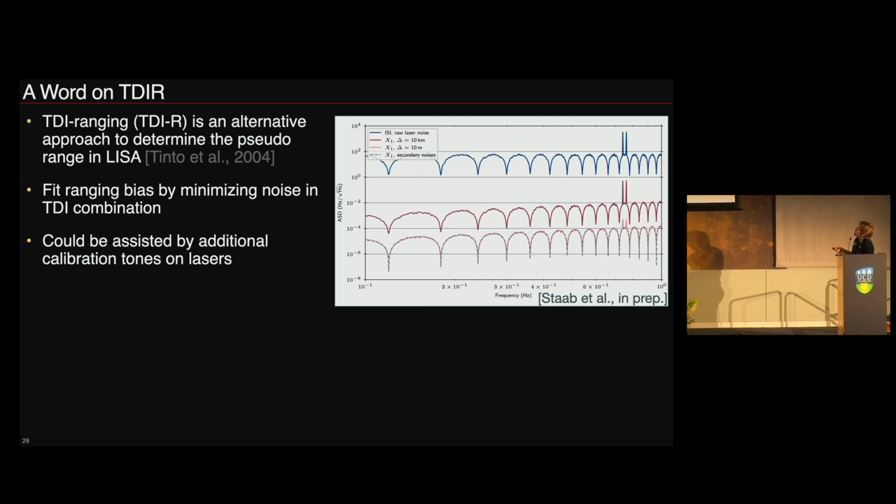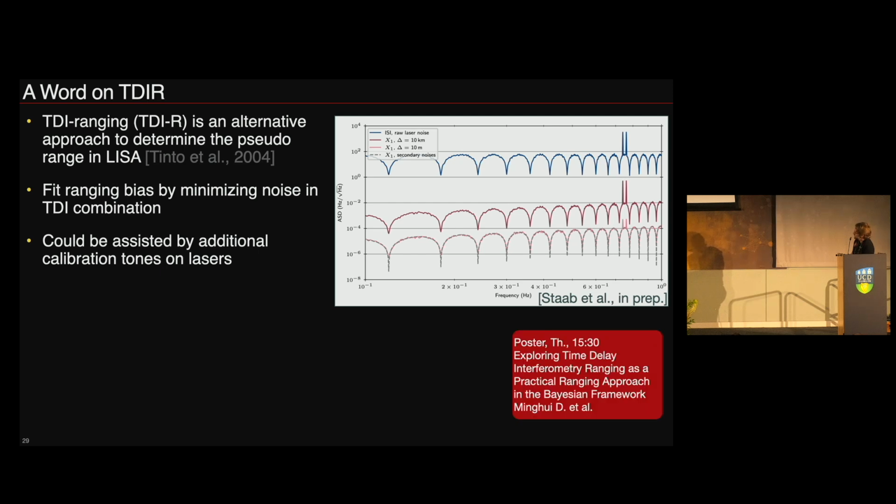You can also go one step further and artificially introduce extra laser noise by using calibration tones. This is something being looked at by Martin Staab et al. This is a plot he shared with me, where you can see that he can reduce the noise level down to the level of secondary noises using this technique. And I think there's also at least one poster that looks into TDI ranging at this conference, which I highlight here.